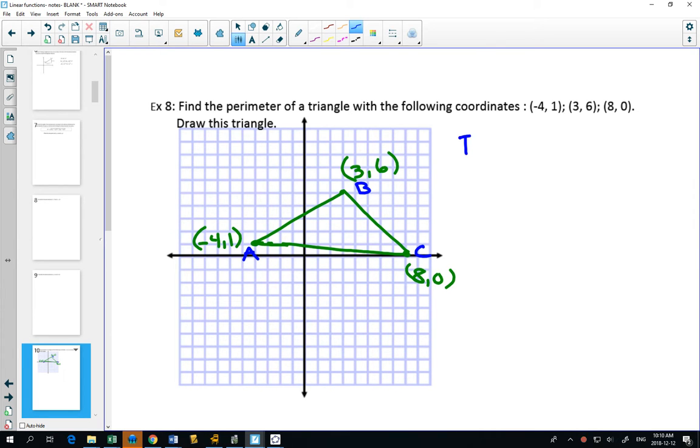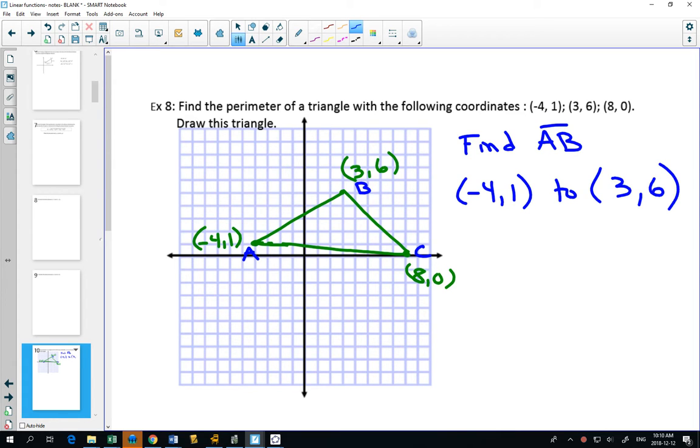So if I pick one of them to find first, I want to find from A to B first. I need to find the distance from -4, 1 to 3, 6. It doesn't matter which one's A. I'm just labeling them so that when I show my work, it becomes clear.